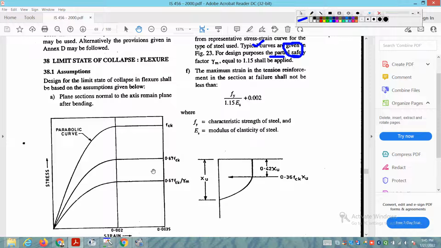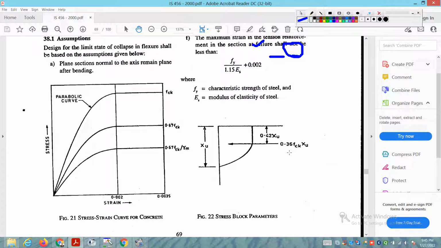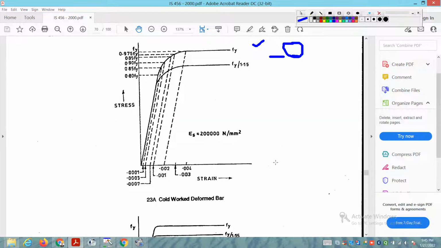Now in the limit state method of design, what are the assumptions? The stress strain curve is given, the parabolic curve, right? Maximum strain value, how to calculate. Then what will be the shape, this is the depth of the neutral axis. So whenever you learn design by the limit state method, you will have to refer to this IS code from time to time, and it will be very helpful to all of you students.